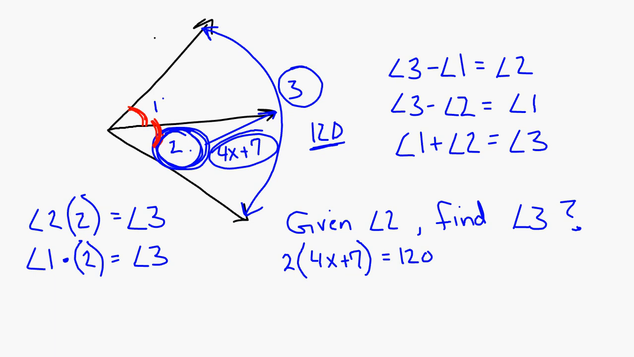So if you have angle 3 and you're trying to find angle 1, you could say that angle 3 divided by 2 equals angle 1, doesn't it? And angle 3 divided by 2 also equals angle 2, because 2 and 1 are equal to each other. Good? All right, well done.